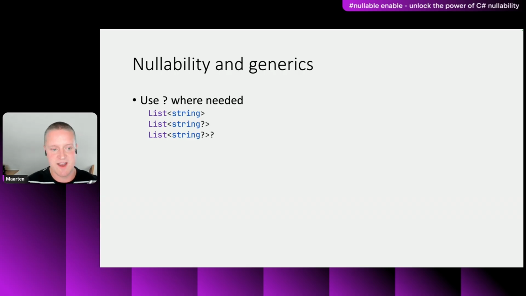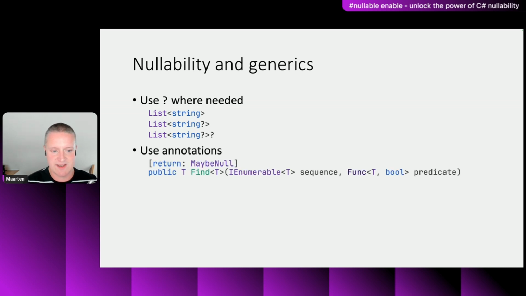Compiler will figure out what's going on with the types you're trying to access. If you're writing methods that use generics, you can also use those annotations where you can say, look, if you want to find something using a predicate in a particular enumerable, you can tell the compiler that the result may be null, for example.